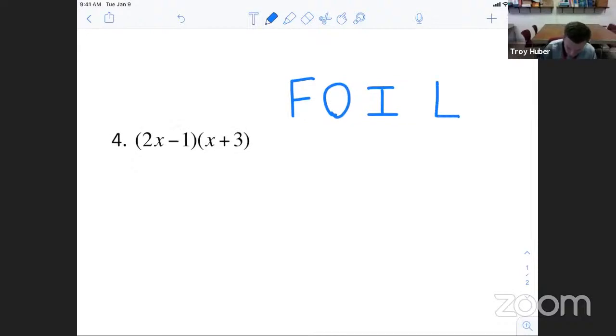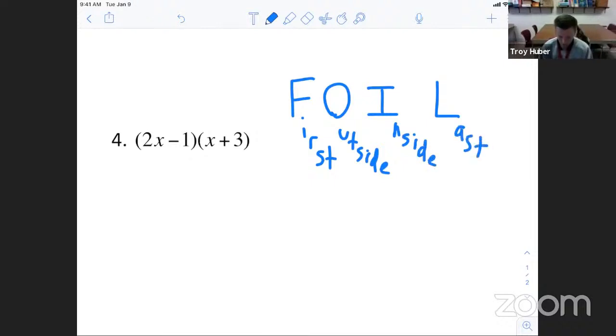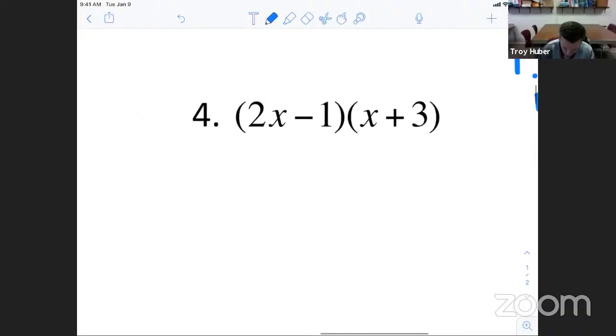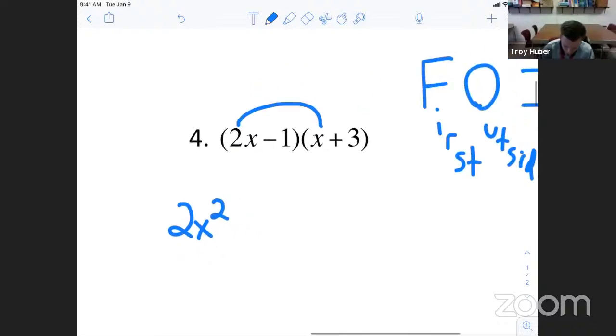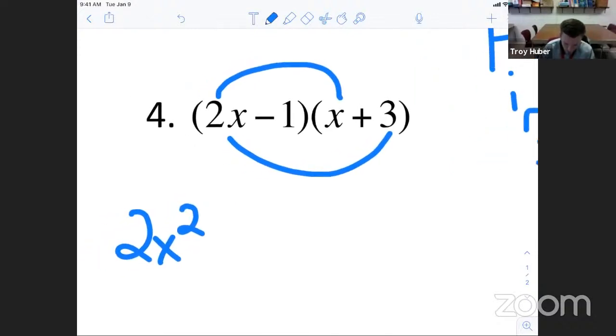FOIL. That stands for first, outside, inside, last. What that means is I'm going to multiply my first 2 terms. So 2x times x, and that will give me 2x squared, because x times x is x squared. First, then we want outside. So these outside 2. So I have 2x times 3. Well, 2 times 3 is 6x.